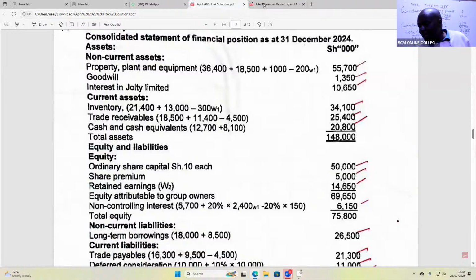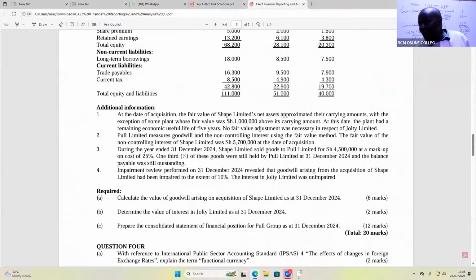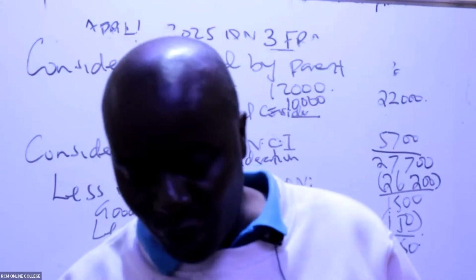Ladies and gentlemen, we come here right away to part B and know how to basically write your question sections. Now we are going to part B, where they want us to determine the value of interest in 𝗀𝗃𝗃 Limited as at this. Who is 𝗀𝗃𝗃? 𝗀𝗃𝗃 is a joint venture.